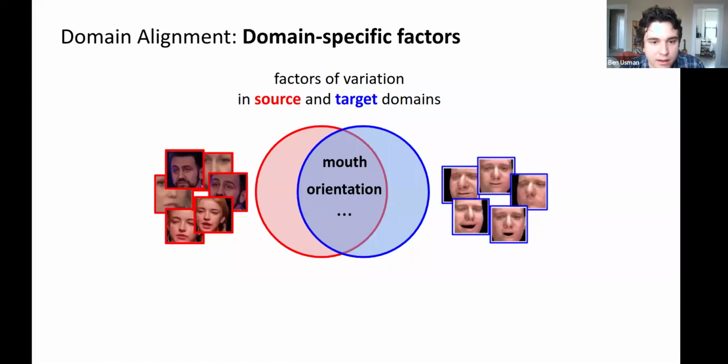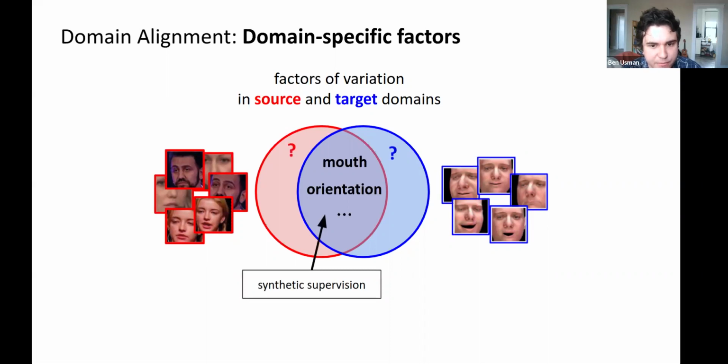More generally, though, if we look at factors of variability present in those two domains, synthetic supervision is, of course, possible only for factors that are present and varied in both domains. But what about those other attributes that are unique to each domain? For example, we, of course, cannot learn to manipulate hair color of, let's say, real people using synthetic data simply because synthetic people do not have hair color. But maybe we could still learn something useful from this domain pair.